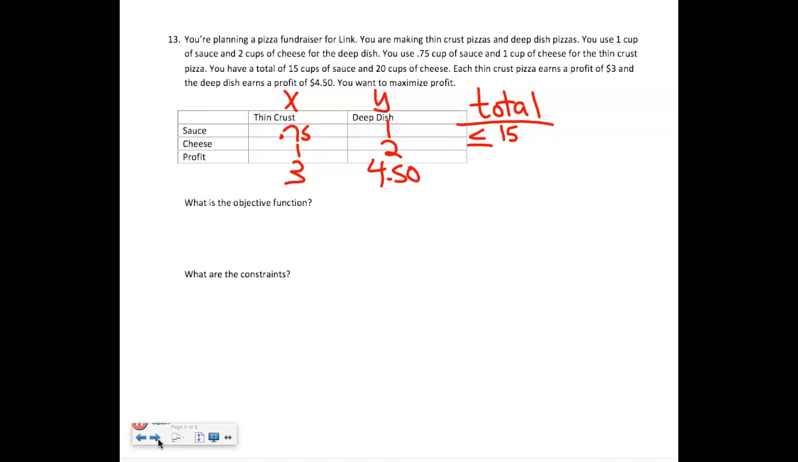For cheese, they have 20 cups. So again, that's how much they have. We can't go over that. So I'm going to say less than or equal to. And finally, our profit. We don't know our total. So I'm going to represent that with a P.